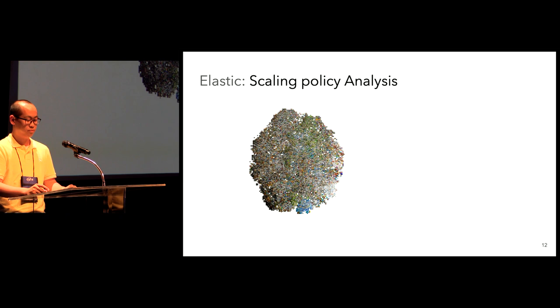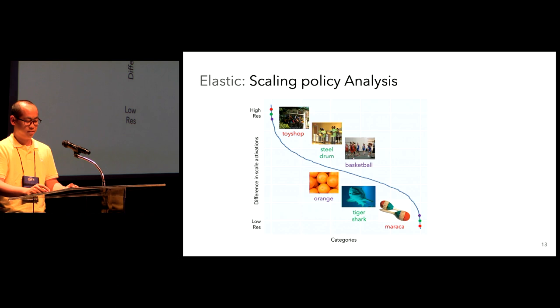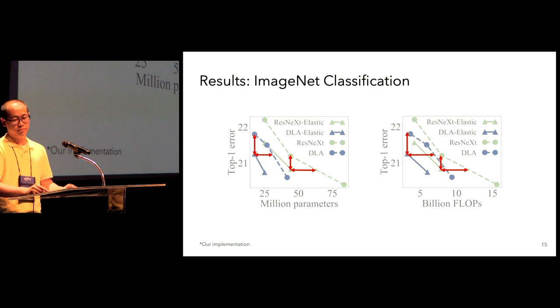Images of complicated scenes are clustered together, as well as images with simple backgrounds. Similarly, categories can be sorted by their average scaling policies. We found that toy shop requires more details than those easy categories with one object in the center. We first compared Elastic and Creative Arts on ImageNet classification. We observed consistent improvements with the same number of parameters and flops.